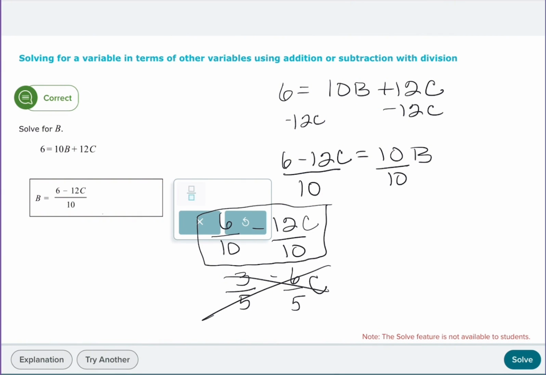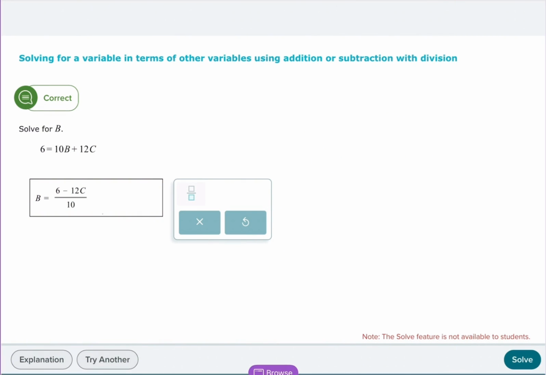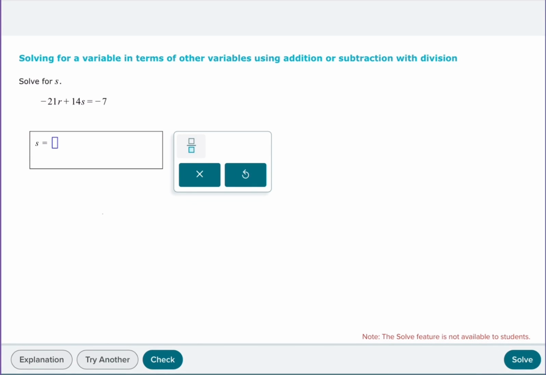Okay. All right, let's try another. So this time we are solving for the letter S.